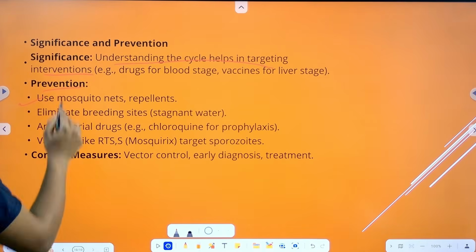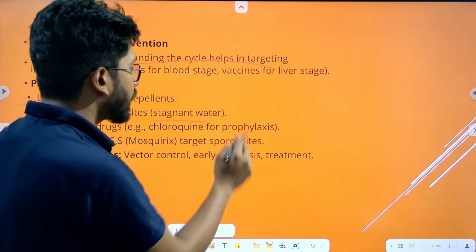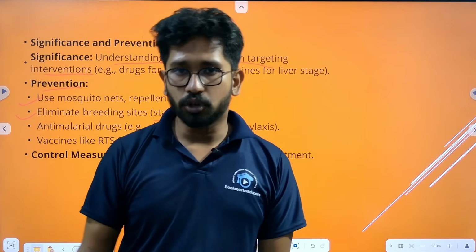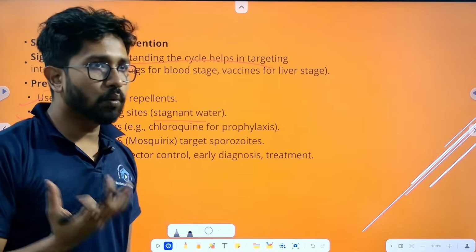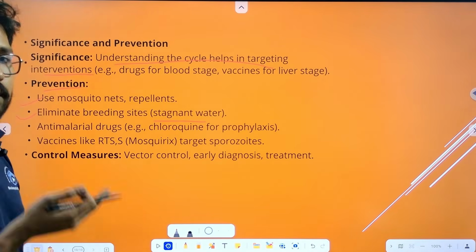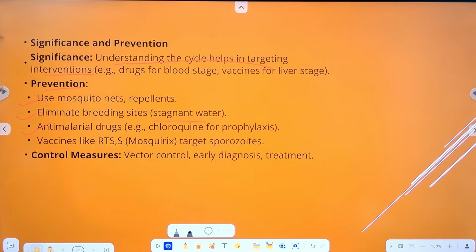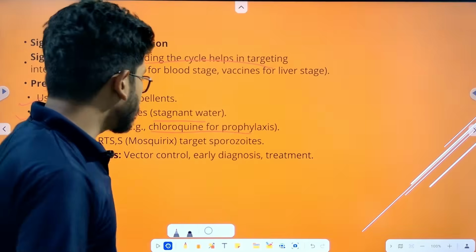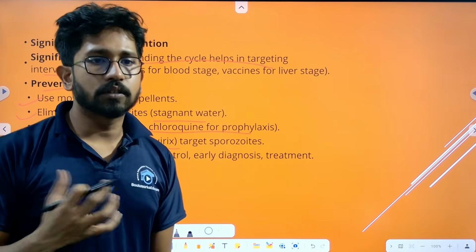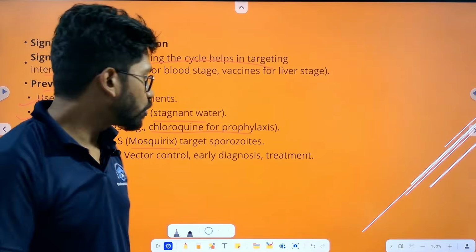For prevention, use mosquito nets and eliminate breeding sites, meaning stagnant water. As we all know by now, mosquitoes breed in stagnant water and their larvae mature there also. So by preventing water from staying locked for a long time, we can prevent their breeding. Anti-malarial drugs, such as chloroquine for prophylaxis. Chloroquine is a very important drug for malaria treatment. And vaccines like RTS,S, Mosquirix, are also some vaccines which are newly created to target the sporozoites.